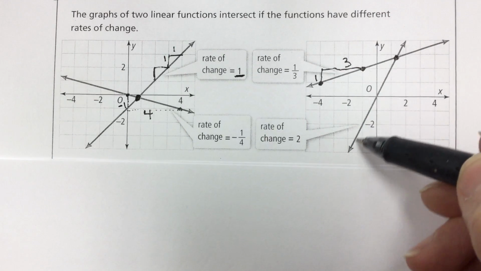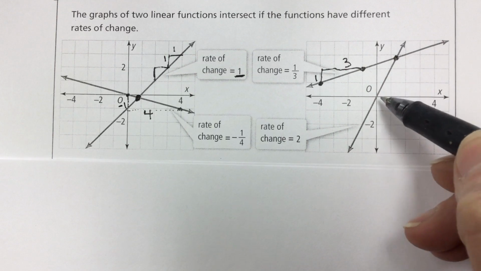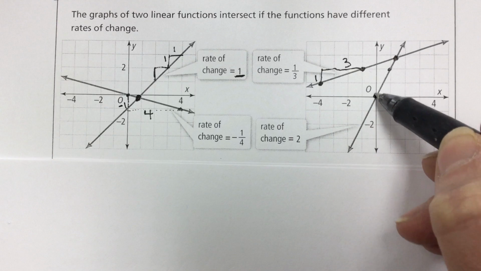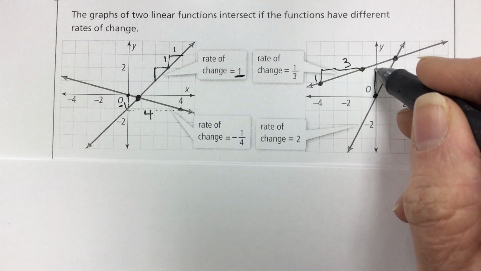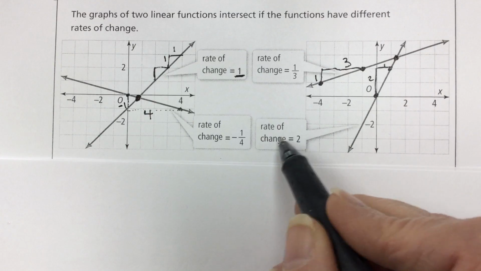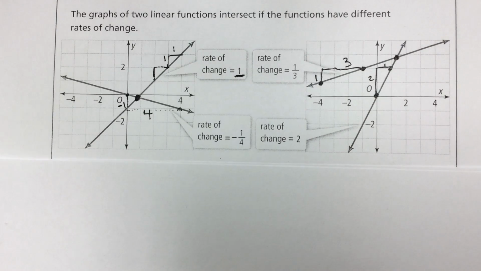Looking at this line, it has a slope of positive 2. Let's find a perfect point. Here's a point and here's a point. You had to rise 2, run 1. Rising 2, run 1. So 2 over 1 would be a rate of change of 2. So if lines have different rates of change, then they will intersect at one specific point.